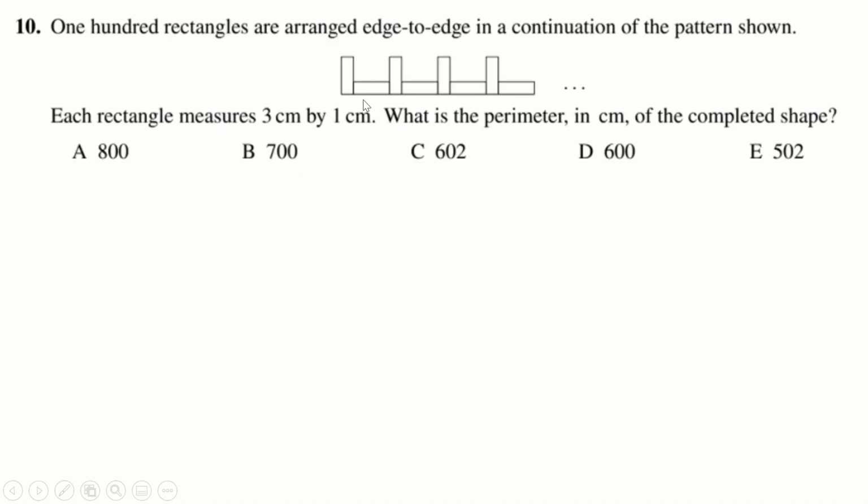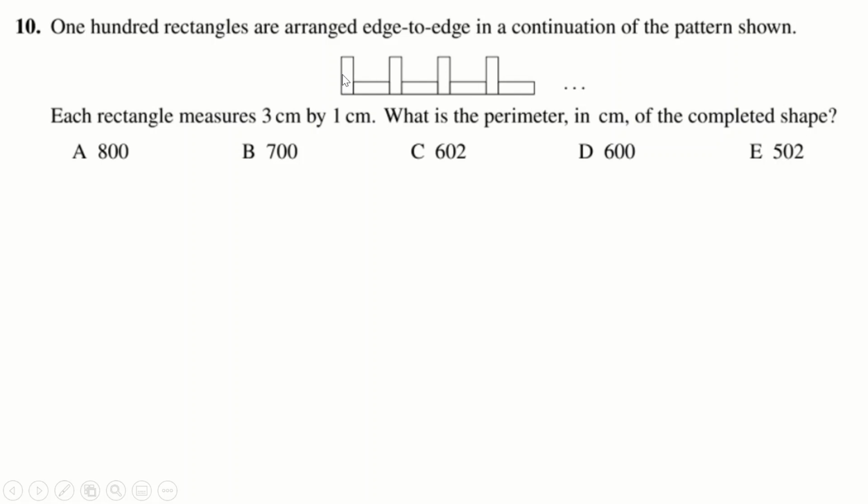Question number 10. So we've got 100 rectangles. So 1, 2, 3, 4, 5, 6, 7, 8. So notice the even ones are these ones here. So it's going to end with one that looks a bit like this, not with a tall one. Each rectangle measures 3 by 1. So 3, 3, 1, 1. And we want the perimeter of the whole thing.